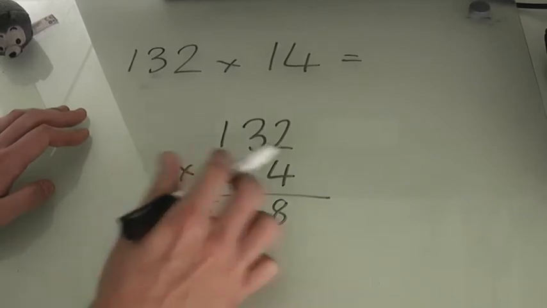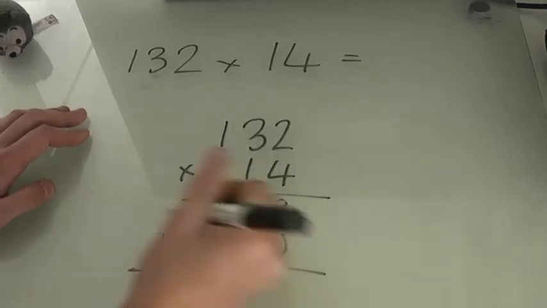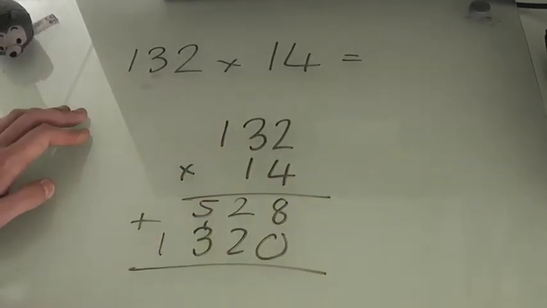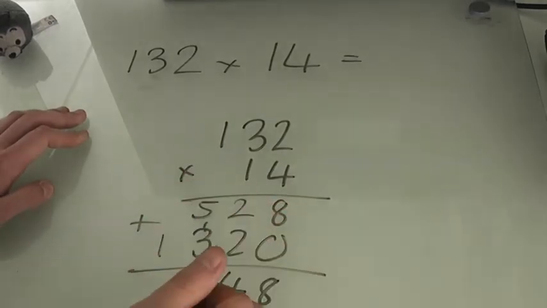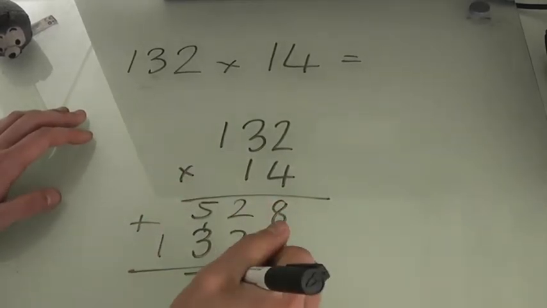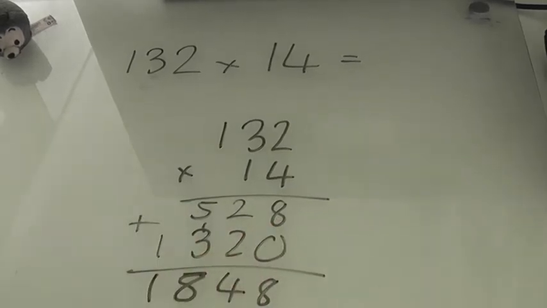So times in by 10. So we times it by 10, then we do exactly the same, add them all together, so we've got 8, 2 add 2, which is 4, 5 add 3, which is 8, and 1, so 1848.